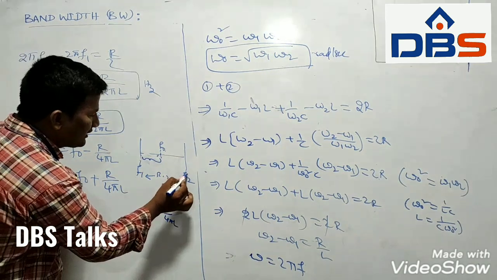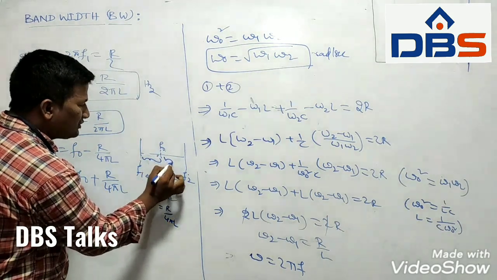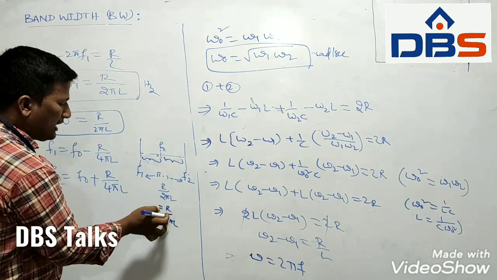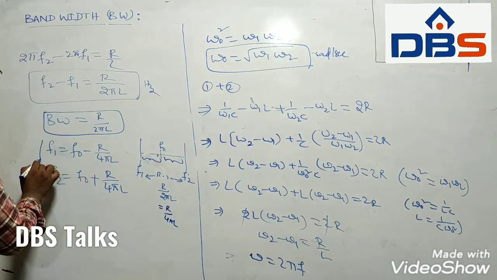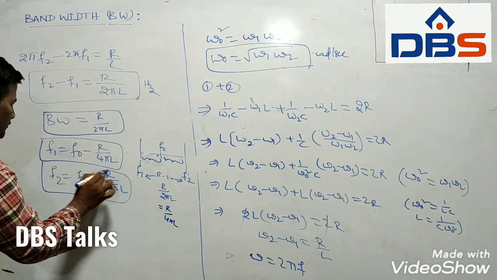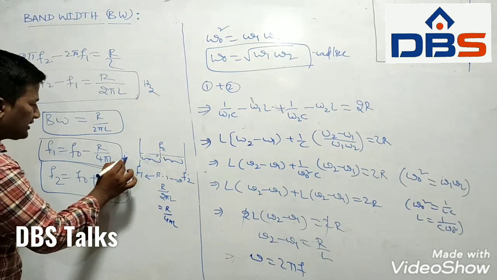Suppose to find out f2, it is f0 plus, so this is the plus value: f0 plus R by 4 pi L. So these two are the individual lower and higher cutoff frequencies in terms of the edge.